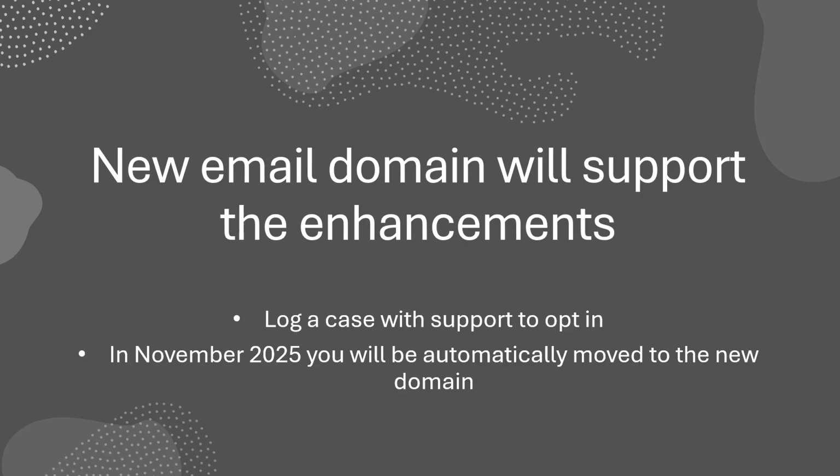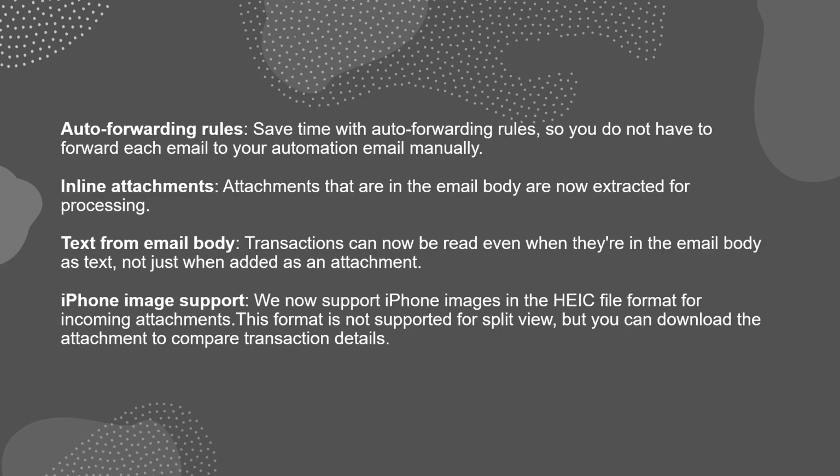So if you do have any vendors that are sending directly to that email address, you would just have to let them know that that's been updated if you do opt in, or as of November 2025, you're automatically going to be switched. So what are these enhancements? So they're going to have auto forwarding rules, which is going to help you save time, so you don't have to forward each email to your automation email manually.